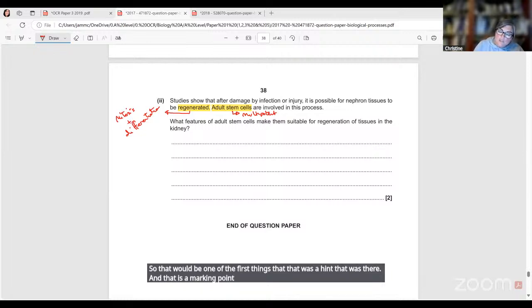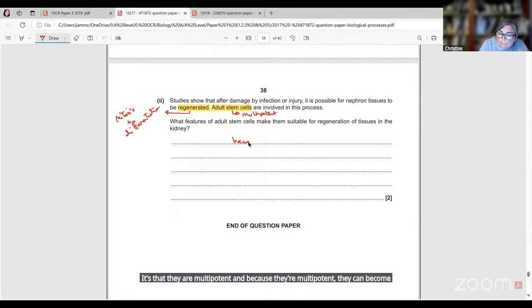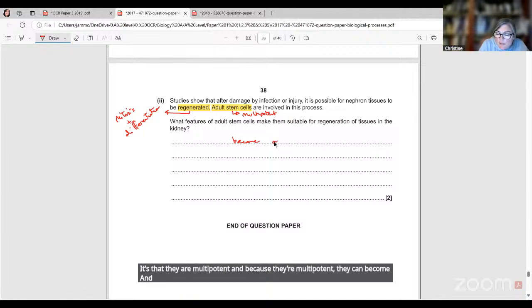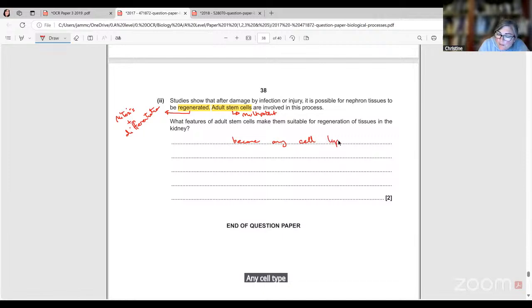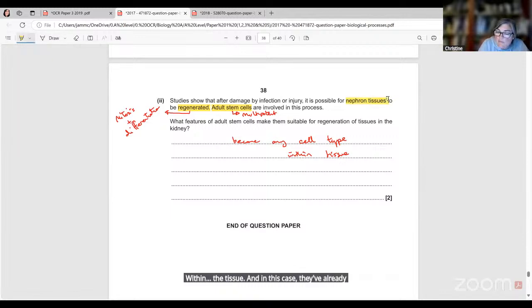So what features of them make them suitable? Well, they are multipotent, and because they're multipotent, they can become, and this is the important part, any cell type, but be careful on that one, within the tissue. And in this case, they've already told us that that's nephron tissue.